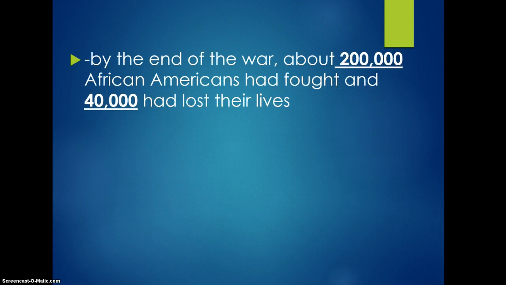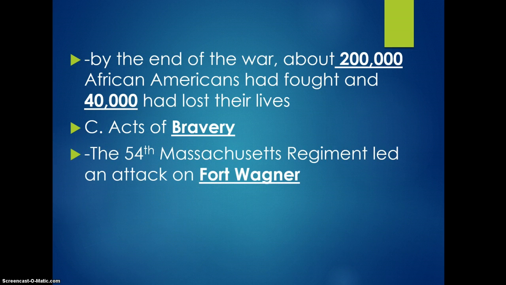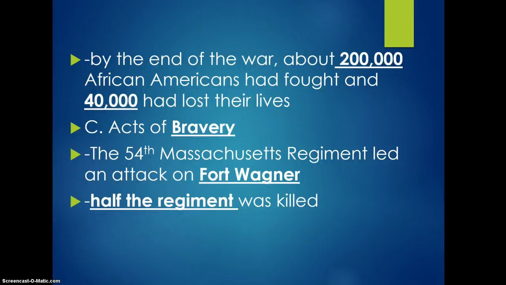By the end of the war, you're going to see close to 200,000 African Americans actually fight, and close to 40,000 or more gave their lives in the effort of the Civil War. One particular act of bravery performed by African Americans was the 54th Massachusetts Regiment that led the attack on Fort Wagner, a strategic stronghold held by the Confederacy. In this particular battle, half of the regiment was lost. Even the commander of this particular regiment was lost. However, Fort Wagner would fall, and it would garner a great victory for the Union Army.